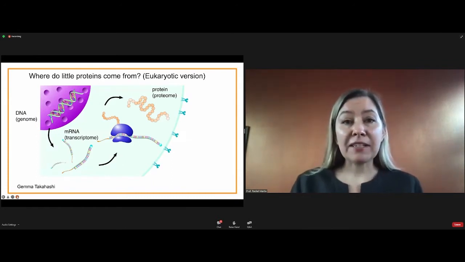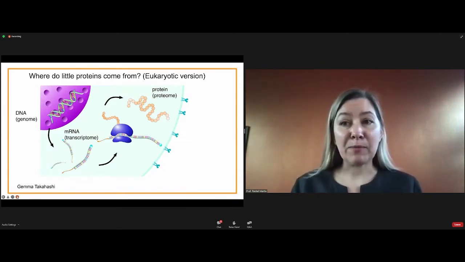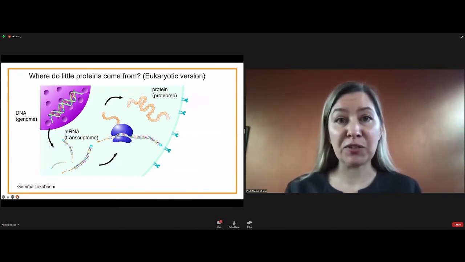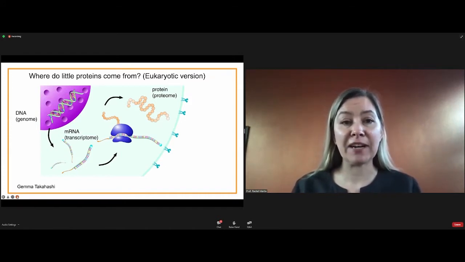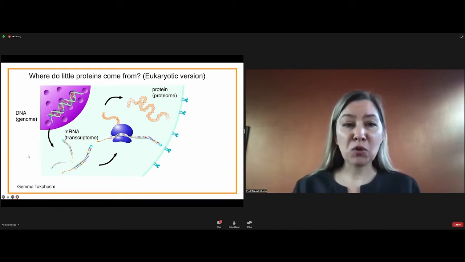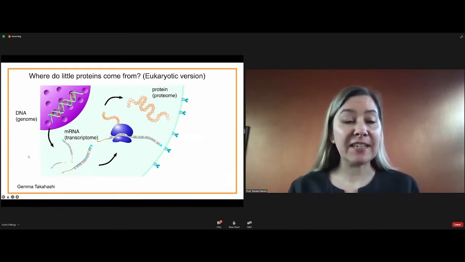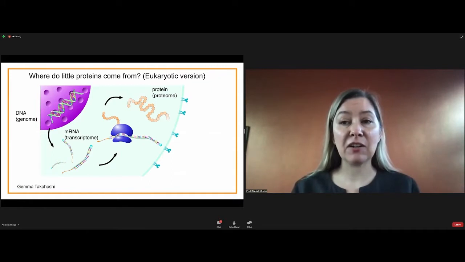Okay, so let's talk about where little proteins come from. That's the background that we need to get started talking about how to choose protein systems from genome or transcriptome data. So in a eukaryote, the source code of the organism is in the DNA. And that's all locked up in the nucleus, and all the DNA replication and also the transcription, which takes it to RNA, happens in the nucleus.